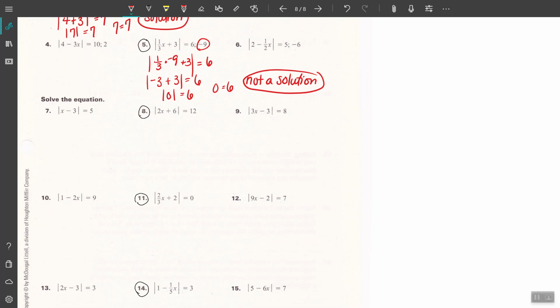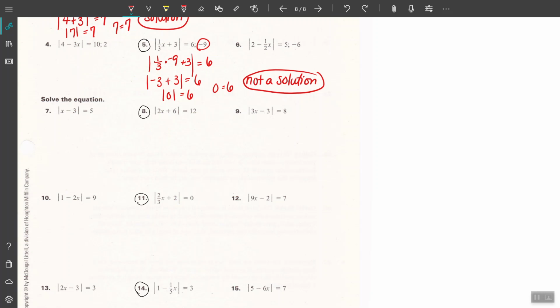Now in 8, they actually ask you to solve the equation. So they want you to come up with the solutions, the roots to this equation. Up above, they just gave you a number and said, is it a solution? Here, we're actually going to find out what the x's are. And we're not going to do that first.